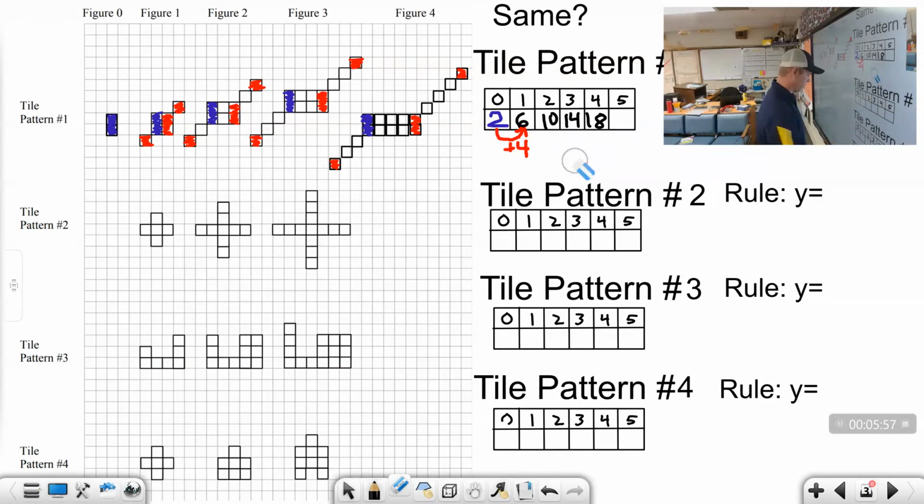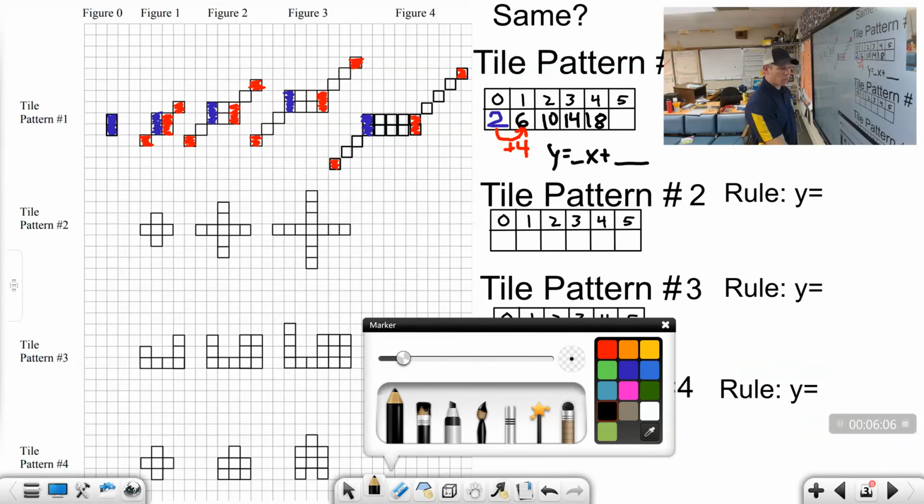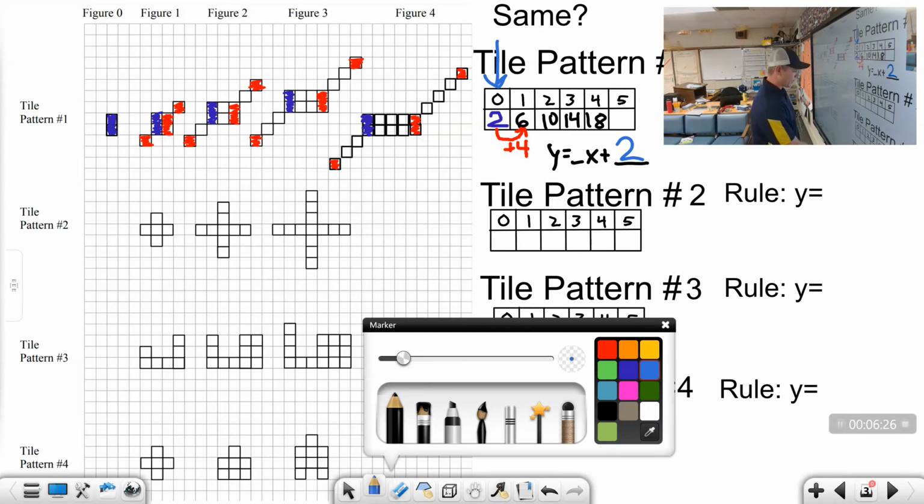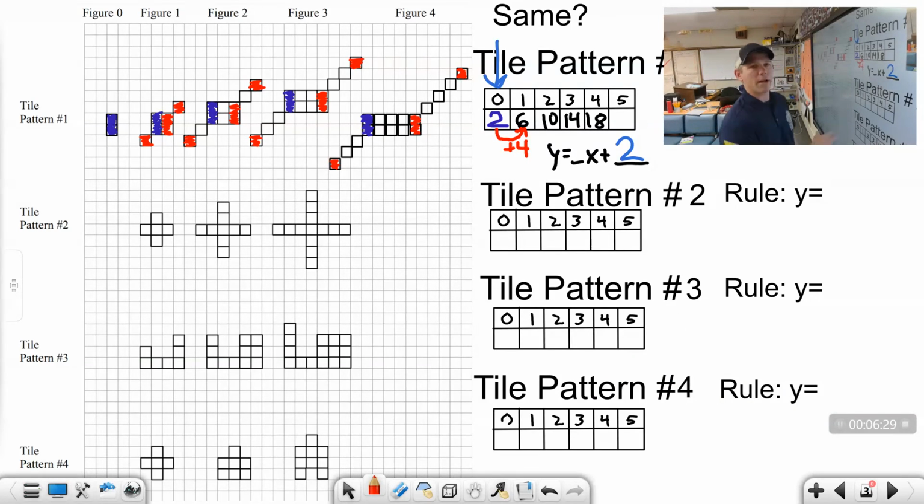Let me scoot this over a little bit. Y equals blank x plus blank. When we look at this, we start with our beginning number, because all tables begin with 0, and multiplication has no power over 0. So I think, what is my add number? 0 plus 2, that's my add number. And now I think, what is my multiply number?